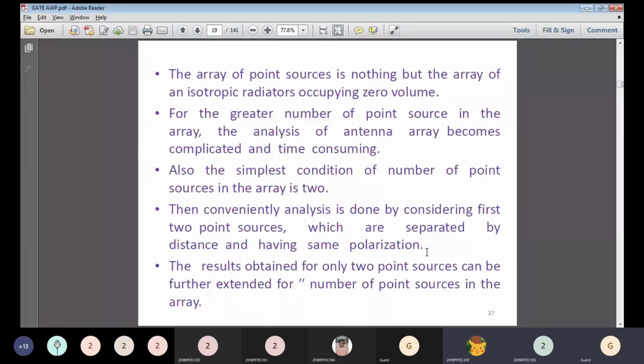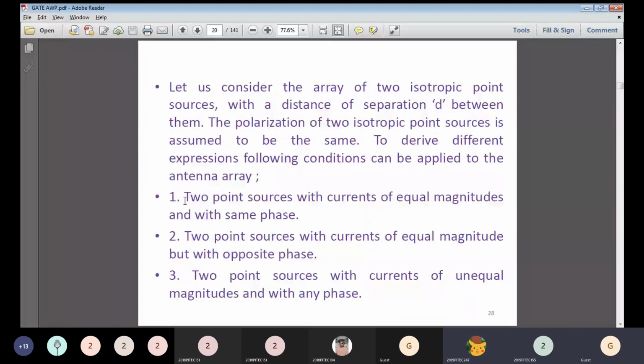And also we discussed 2 point sources. 3 cases are there, 3 cases very important. The first one is 2 point sources with the current of equal magnitude and with same phase. Second one, 2 point sources with currents of equal magnitude but with opposite phase. Third one, 2 point sources with currents of unequal magnitude with any phase. So based upon these 3, we are going to design the array factor.